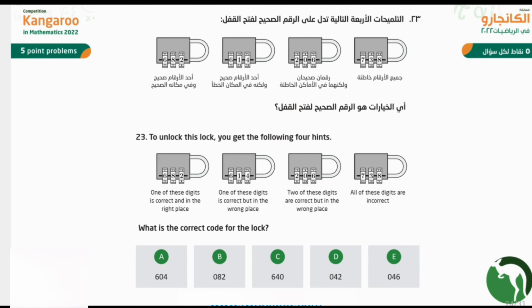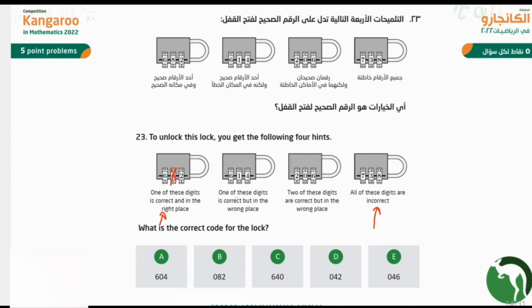In question number 23, to unlock this lock, you get the following 4 hints. So if you look here, all of these digits are incorrect. So 7 and 3 and 8 are incorrect. Now if we look here, one of these digits is correct and it's in the right place. So here we will remove 8 because it's not correct. So one of these two digits, 6 or 2, is correct and in its correct place.